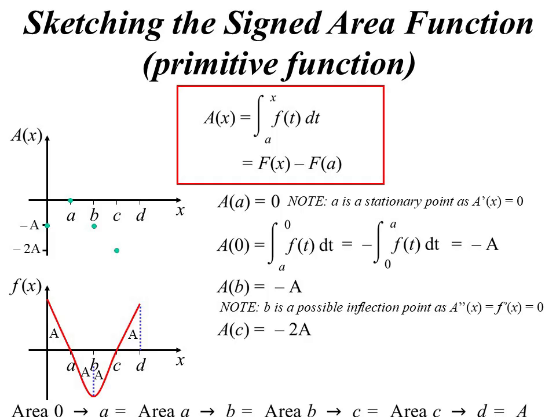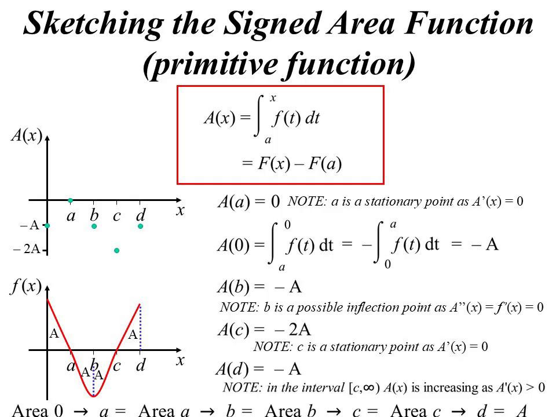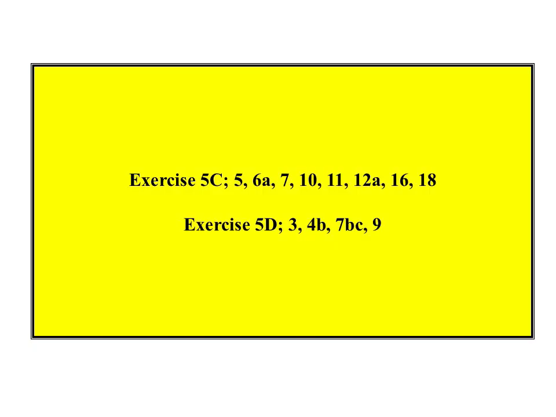Area C would be negative 2a. I'm simply adding another a. It's below the axis, negative 2a. Plot that one in. It's also a stationary point, because if I look at my derivative graph, it's equal to 0 at that point. And then finally, let's work out area D. Area D, I'm now adding on another a. It'll go from negative 2a, add on a, it's negative a. But then it will just keep increasing. So if I look at my derivative graph, as I go past C, that curve is staying positive. Therefore, this graph must be continually increasing. Let's draw it in. There's our graph. Bingo. 5C and 5D.